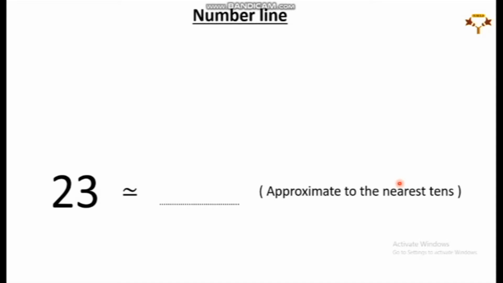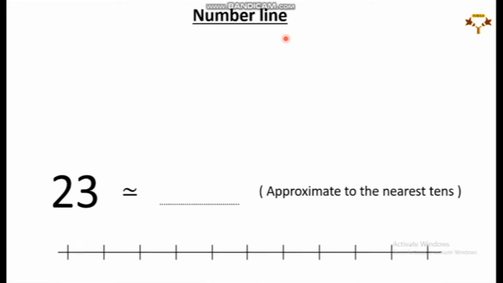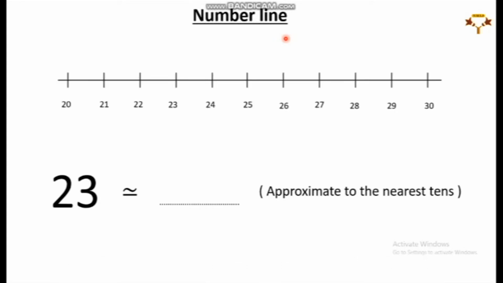First, we started by drawing a number line. Excellent. So let's draw a number line starting from 20 and ending with 30. Here we go to the 23, which lies between 20 and 30. Let's see which place is near to the 23. We count the places, and the closest place we take as the approximation.